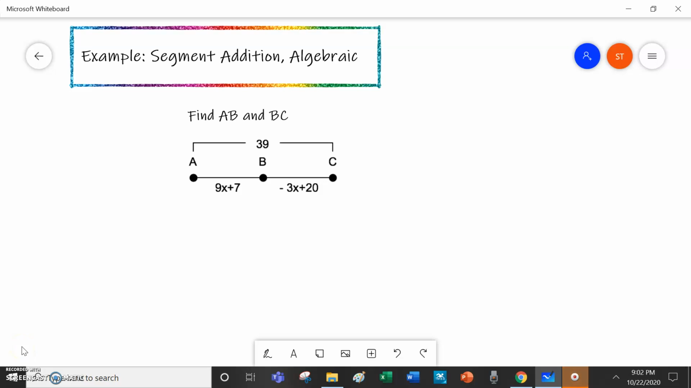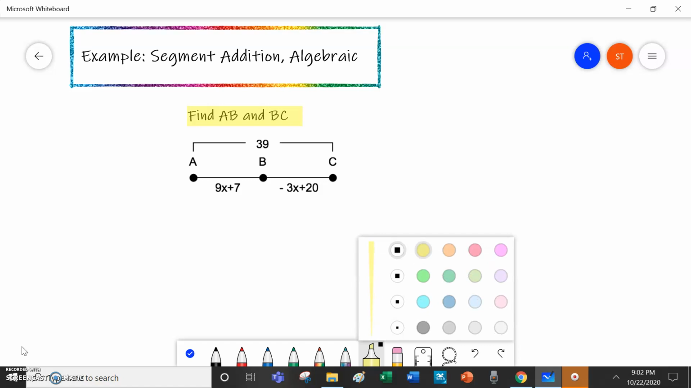This is an example of the segment addition postulate being applied to set up and solve an algebraic equation. In this example, our job is to find AB and BC. We're looking for the lengths. When I'm looking at this image, I want to note what I see. I see segment AC, which is broken up into two smaller segments, AB and BC.